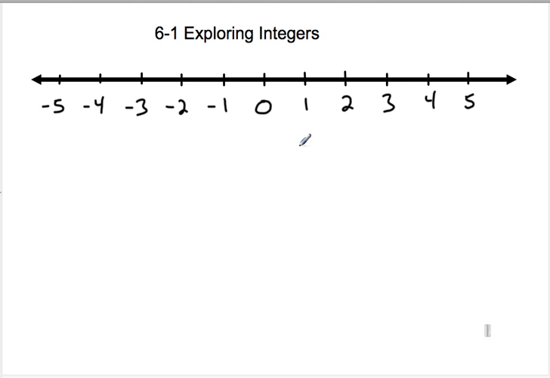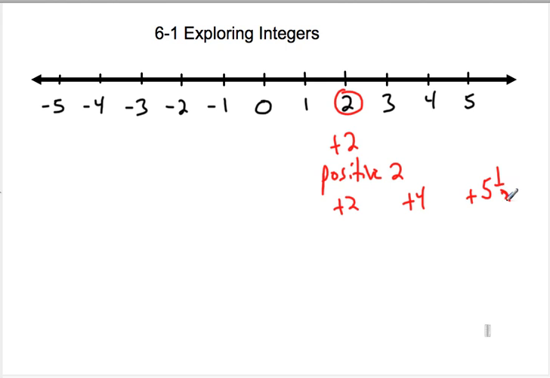But the truth is, when we talk about the number 2, we are really talking about the positive number 2. But because we're dealing with positive numbers so often, we just assume that every number we say is positive. One way to write 2 would be to say plus 2. One way to write 4, plus 4. Or to write 5.5, plus 5.5. Positive 5.5. So it's not just a symbol that means plus, it also means positive.